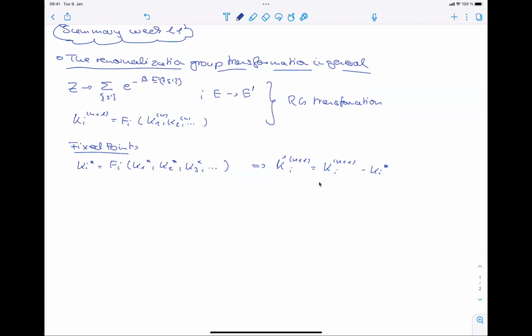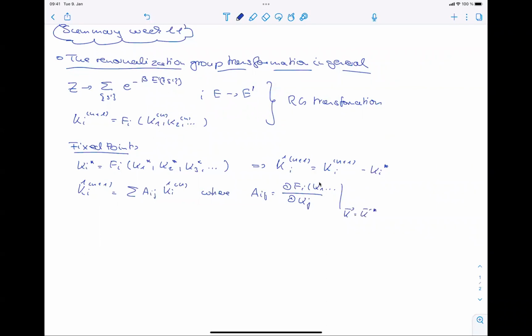So what this means is that I can now write my k_i hat n plus 1 as a matrix A_ij acting on the k_j hat n, where the A_ij's are defined as the gradient of f_i with respect to k_j, all evaluated at the fixed point.